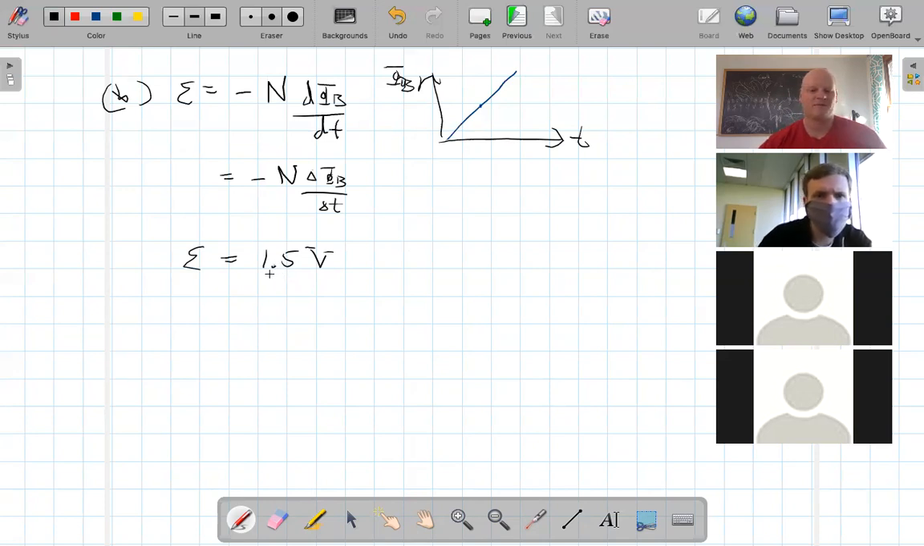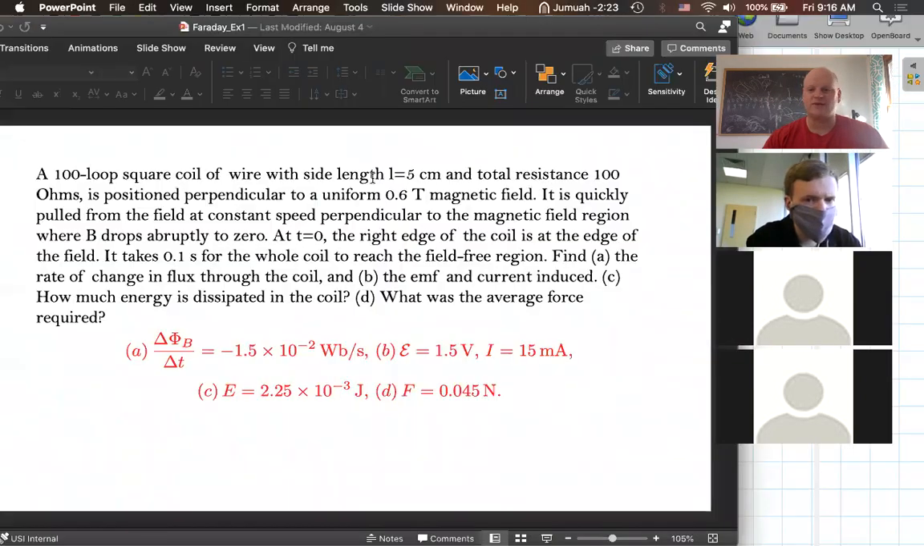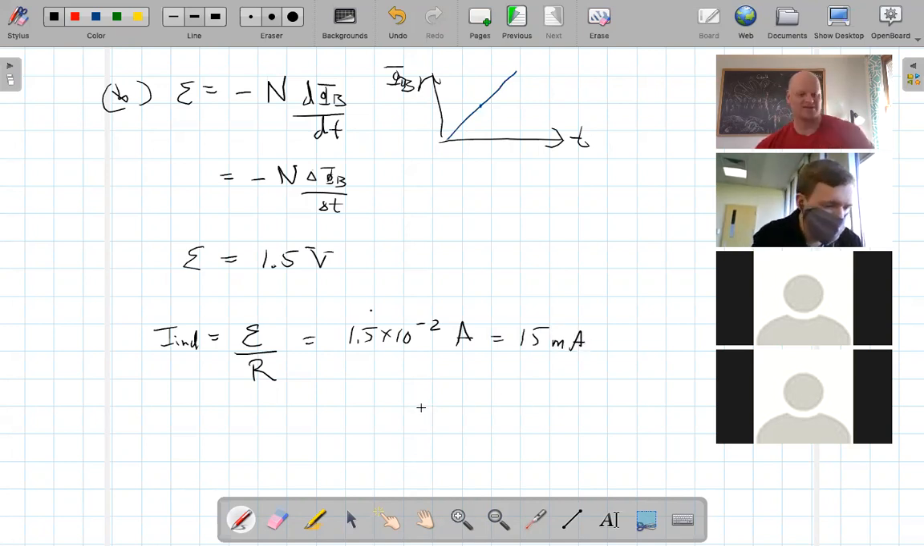The induced current, by Ohm's law, is equal to the potential, which in this case is the induced EMF, divided by the resistance. This is simply Ohm's law. In our case, we know that the resistance is equal to 100 ohms. So we're going to take this answer divided by 100, which means that my induced current is going to be 1.5 times 10 to the minus 2 amps. Or that's the same thing as 15 milliamps. So this is my induced current.